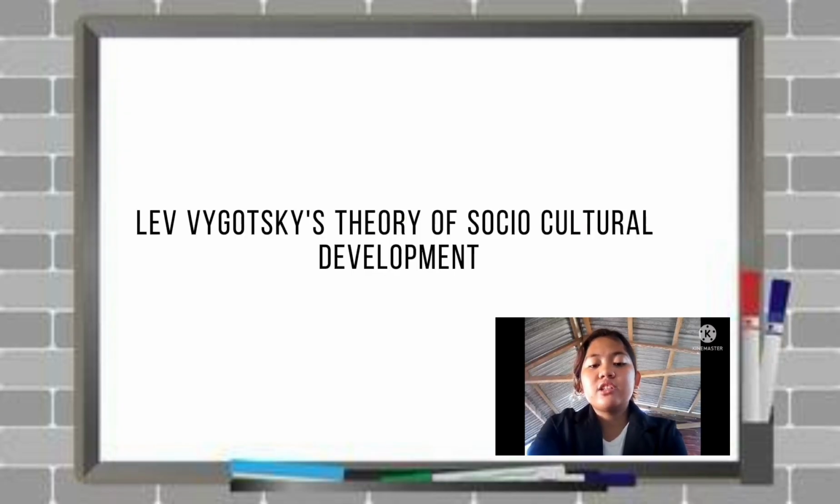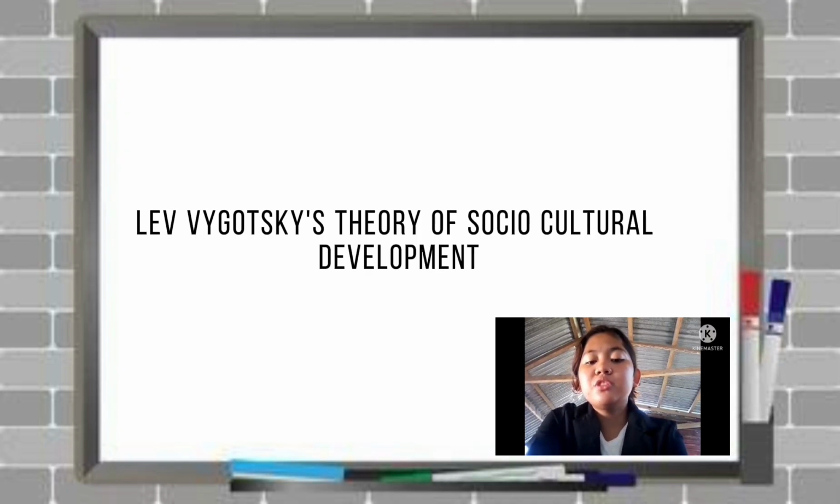Number one, social interaction. Vygotsky believed that learning begins on a social level before it becomes personal. Children learn by observing, imitating, and communicating with adults or more knowledgeable peers. Through this interaction, they gain skills, values, and knowledge shaped by their society and culture.